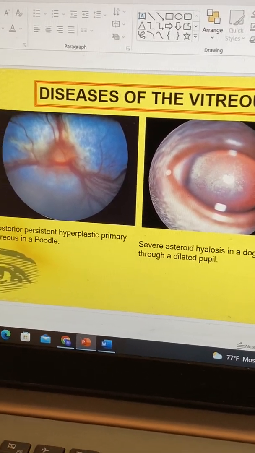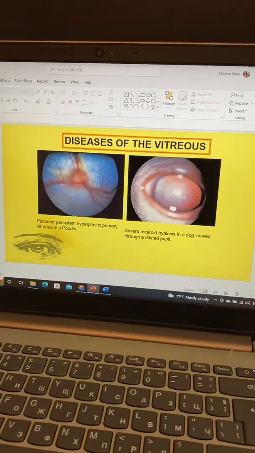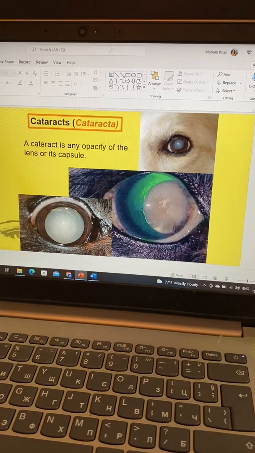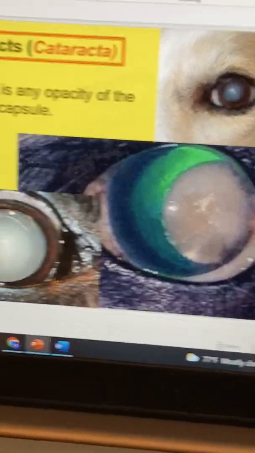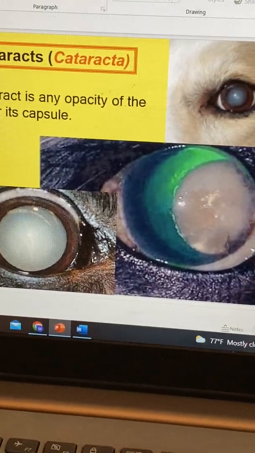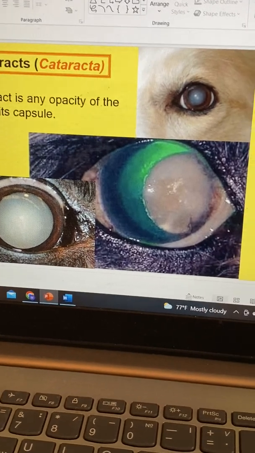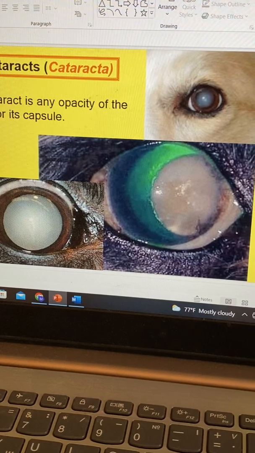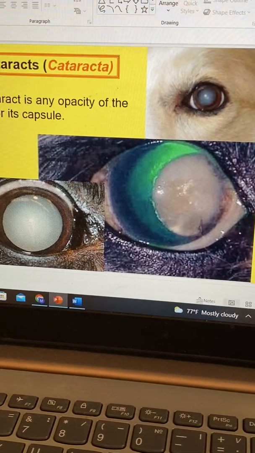So cataracts is a type of disease of the vitreous body. Okay, so what the hell is a cataract? This is lens or capsule opacity. So you can see the lens is just absolutely covered by something. And yeah, there are different types. You have congenital, of course, acquired, primary, secondary. It's kind of the same as what I just said.